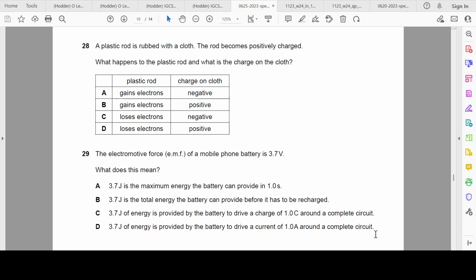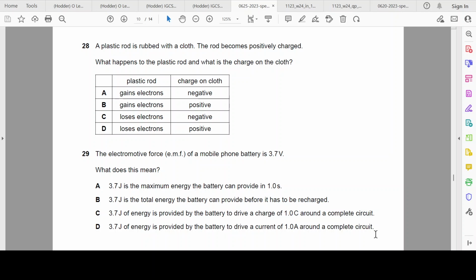Haram, why D? Because the rod is positively charged, so it is losing electrons. Exactly, and yes, if it's losing electrons, the charge would be positive. But the question asks for the charge on the cloth, not on the rod. Okay, it would be C.